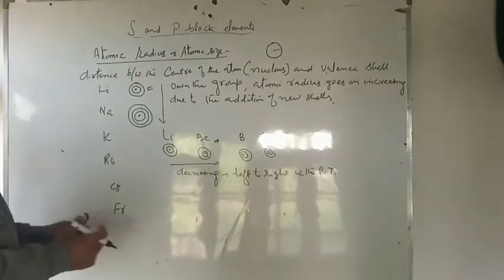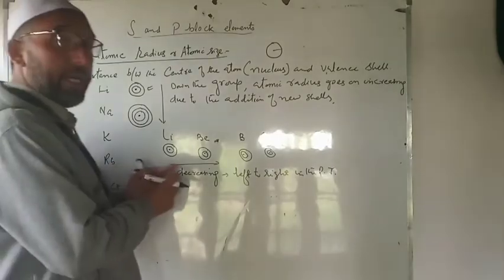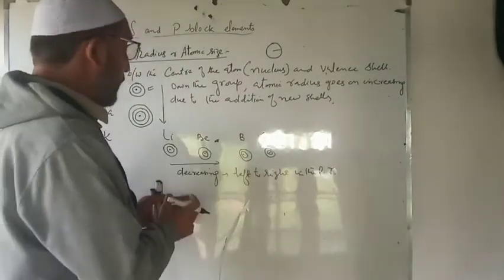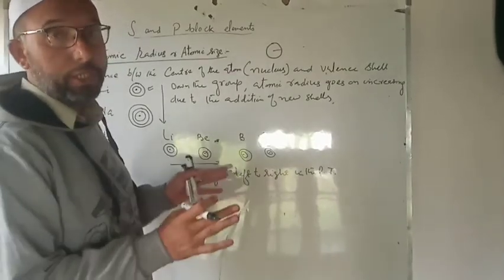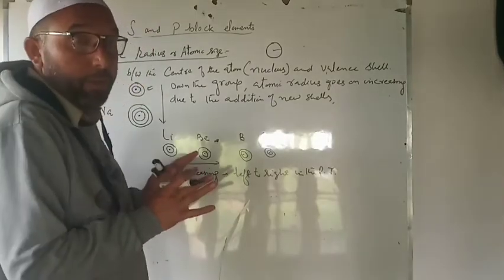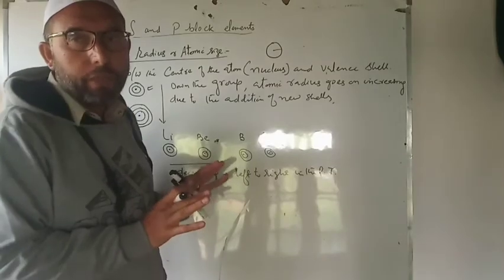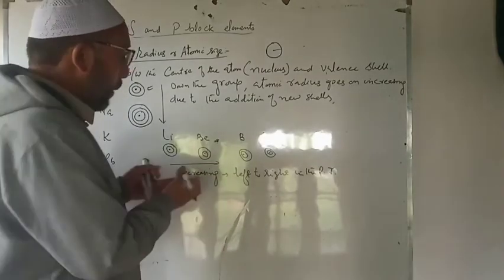From S block elements to P block elements. When you move from S block elements to P block elements along a particular period, you will find that the size of the atoms, that is the atomic radius, goes on decreasing. What is the cause? If they have the same number of shells, it indicates that the size must be the same. But we observe the size gets decreased. Why does it decrease? Let's find the cause.